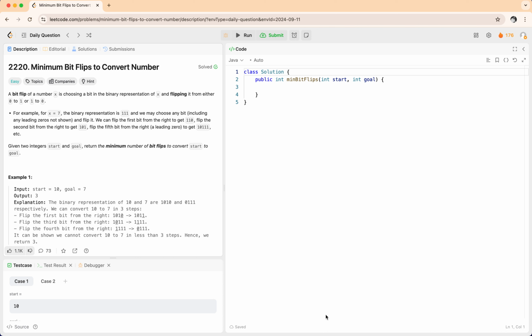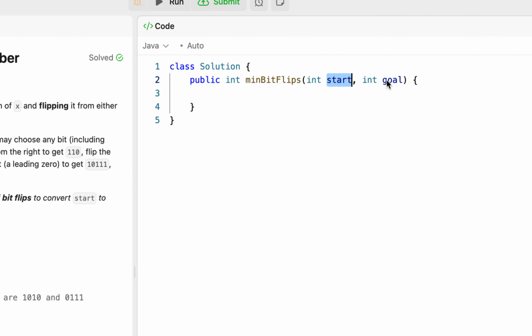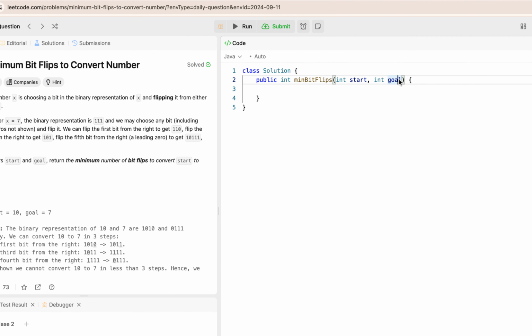Hello guys, so today we are here to solve our daily LeetCode challenge, and this problem is Minimum Bit Flips to Convert Number. We are given two numbers, start and goal. These are both int values, and we have to find the minimum bit flips.